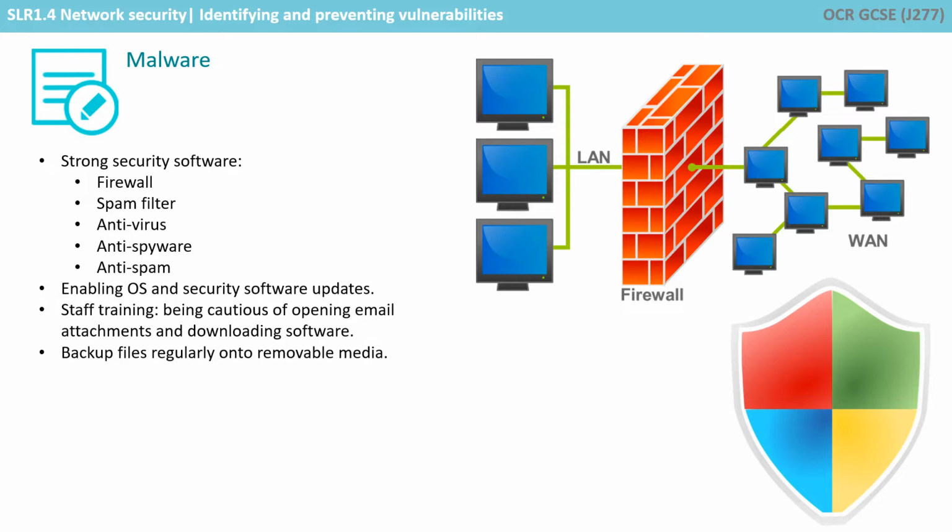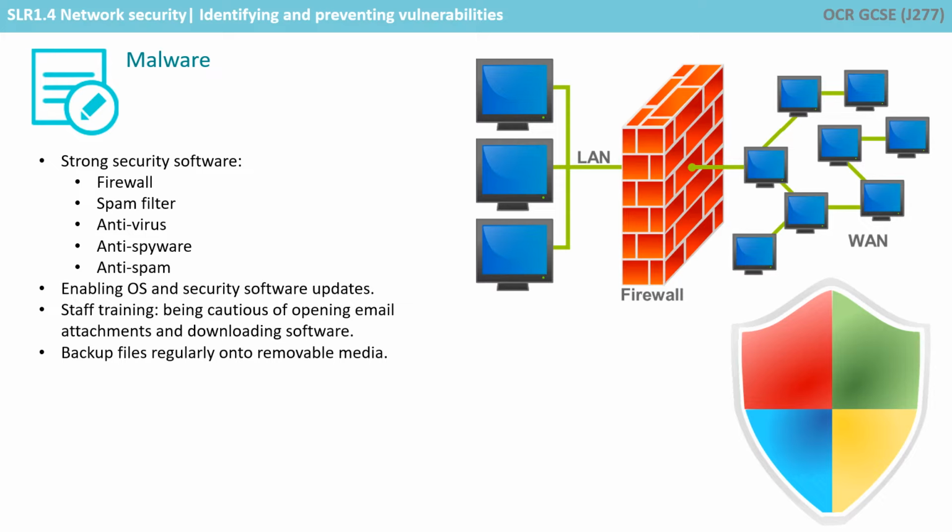So to protect against malware, you want strong security software. This includes firewalls, spam filters, antivirus, anti-spyware, and anti-spam software, all typically wrapped up in a single package. You want to enable operating system and security software updates. You want to train staff to be cautious of opening email attachments and downloading software. And you want to back up files regularly onto removable media.